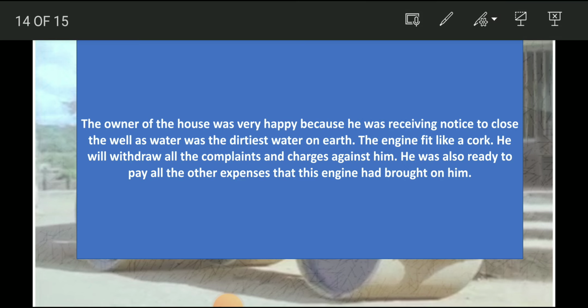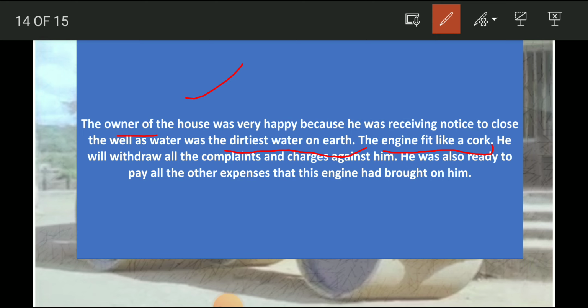But instead of insults, the owner of the house, you remember which house? The same house whose compound wall was destroyed. Okay, the owner is very happy with the deed because he had a well, and the well had the dirtiest water on the earth. So he got many notices from the municipality office telling him to close the well. And now the engine has fit like a cork. Cork is a cap, a bottle cap. So now no problem. So I don't have to spend anything to close the well. Now this has done the job.